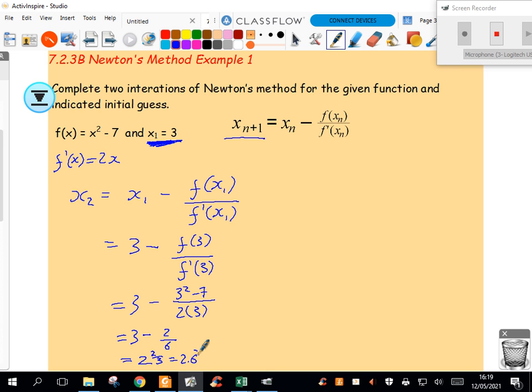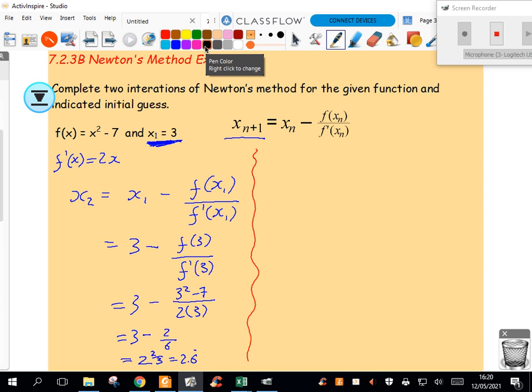So that's x sub 2. And you're going to find that's closer to being the actual root. Remember, the actual root is root 7. Okay? But if we know the actual root, it's kind of a pointless operation. But I'm just using it to show you how it works.